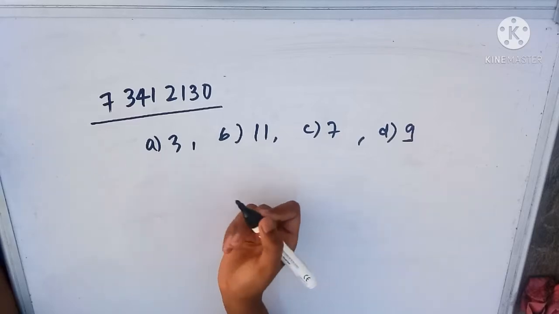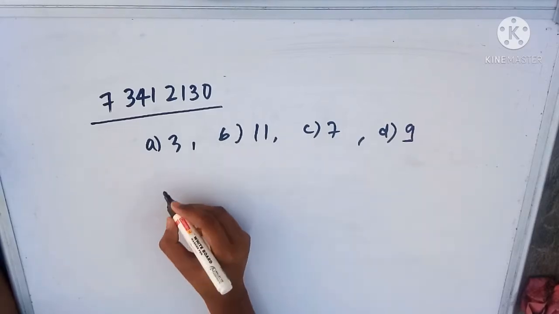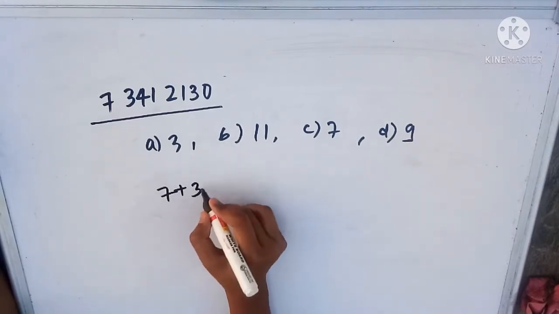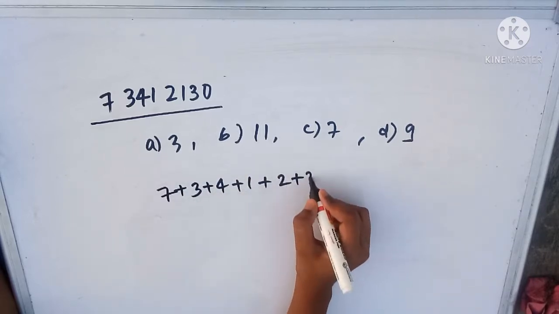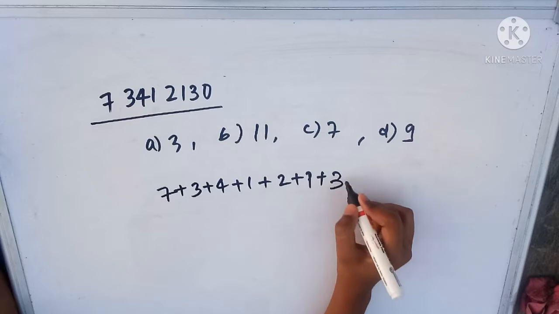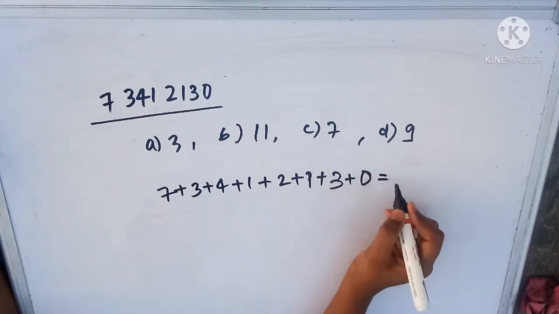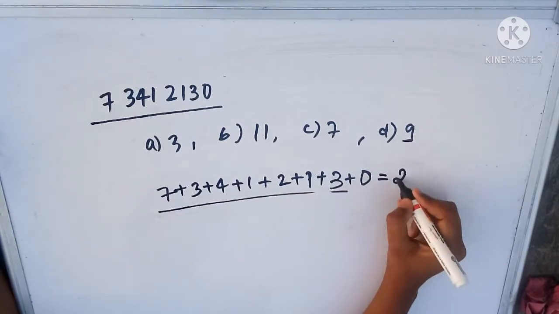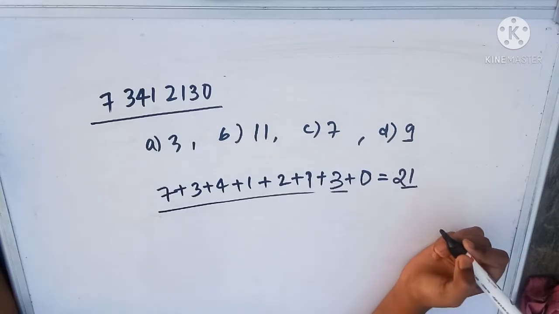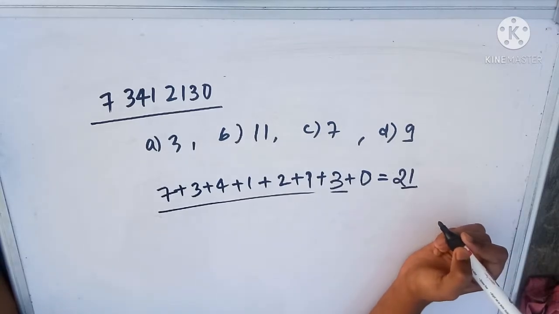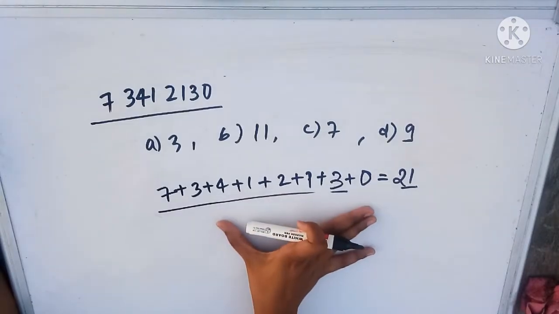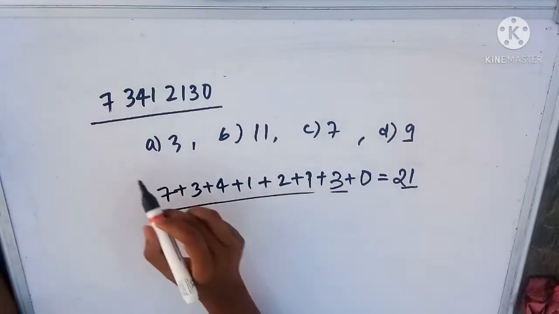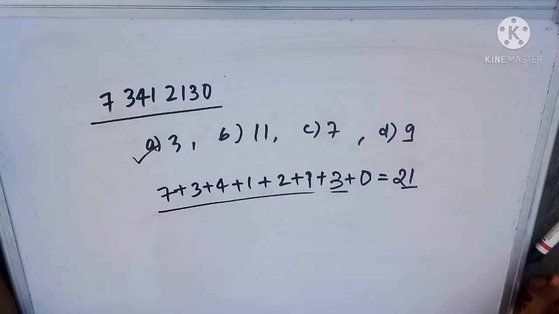The divisibility rule of 3 says that we need to add all the digits, and if the addition of that number is divisible by 3, then the whole number is also divisible by 3. While adding all these digits, we have 21 as the answer. So 21 is divisible by 3, 7 times. So the whole number is also divisible by 3. Thus the answer of this question will be A, 3.